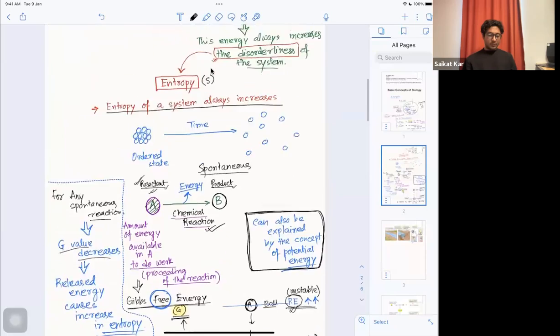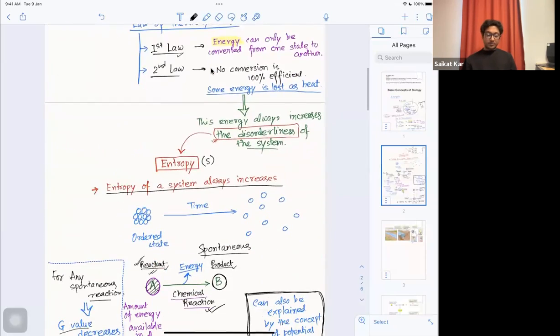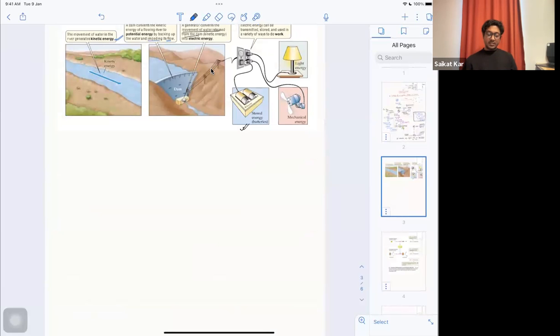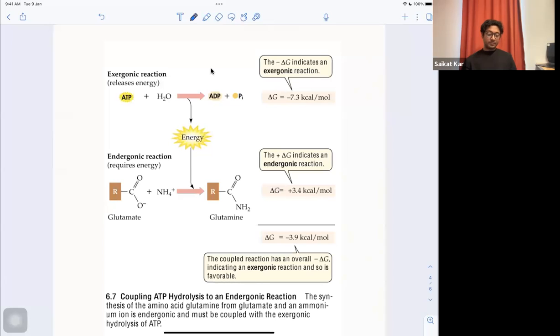Okay, so if there is no question, we can now just check this reaction. This is also from a book like The Science of Biology, or even you'll find this in Campbell, same.